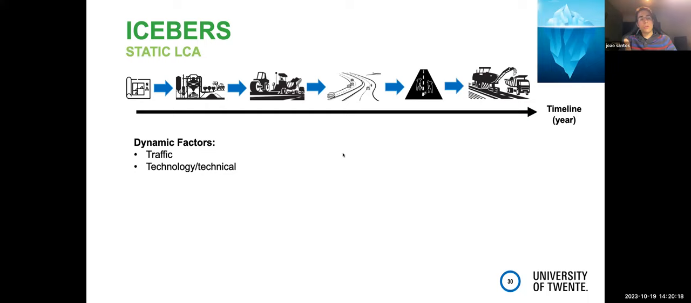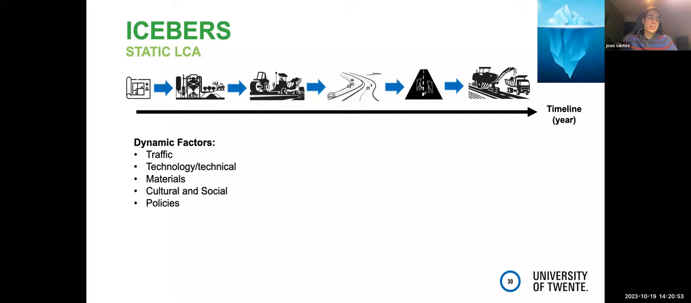So nowadays, most of the asphalt plants still run on natural gas, but there are already electric asphalt plants, as we have some prototypes here in the Netherlands. The materials also change, as well as the cultural and social norms. What was acceptable a few years ago is not acceptable nowadays, and what is acceptable nowadays is for sure going to change in the future. There are also policies that can change. In the past, you could not use RAP. Now you can use RAP 30, 40%, depending on the places, and this percentage will for sure increase.